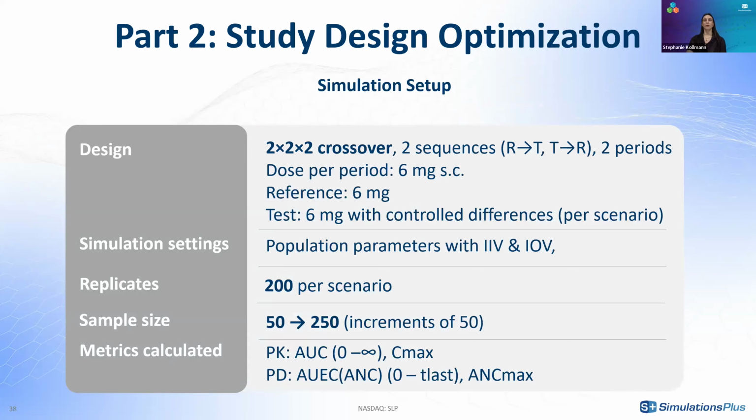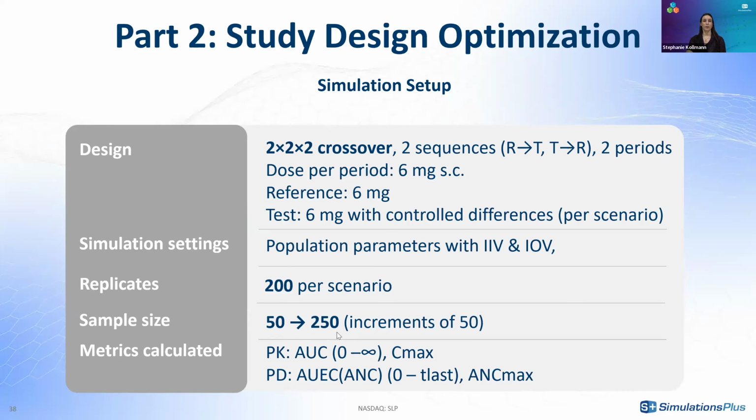For the simulations, we used a 2x2x2 crossover design, mimicking a typical biosimilarity study setup. Each subject receives both a reference and test product across two study periods. The test product included small controlled differences in key parameters. We simulated 200 replicates per scenario, varying sample size from 50 to 250 subjects.